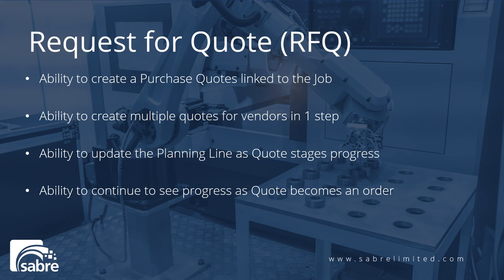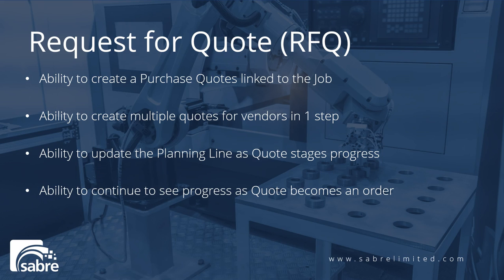You can create multiple quotes for vendors in one step. So in native Business Central, you would have to create individual quotes that are basically the exact same information. They would just be to different suppliers in the header. So within this process, when we click the request for quote, we can select multiple vendors and it will actually produce individual documents.